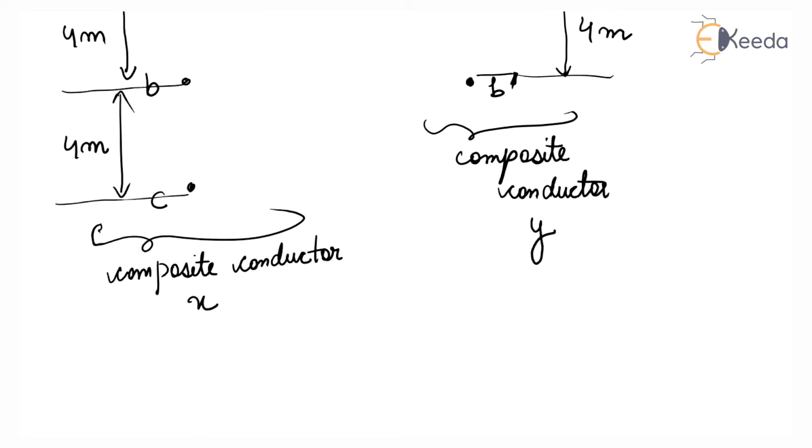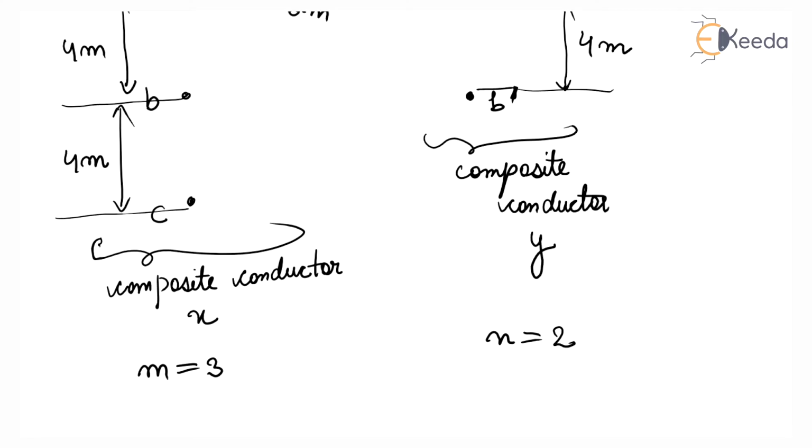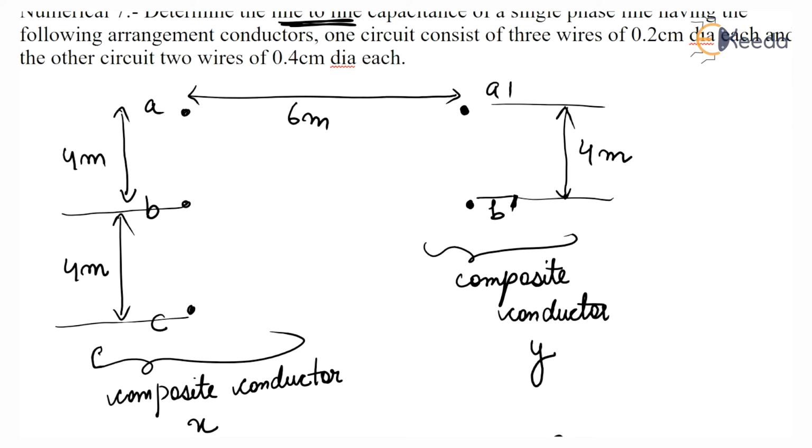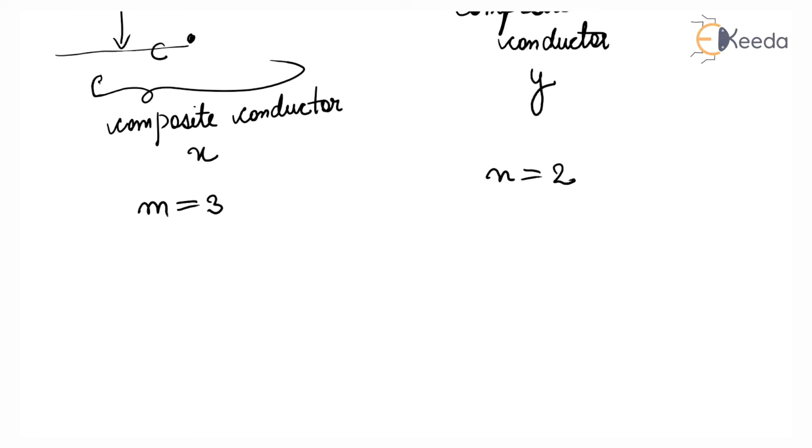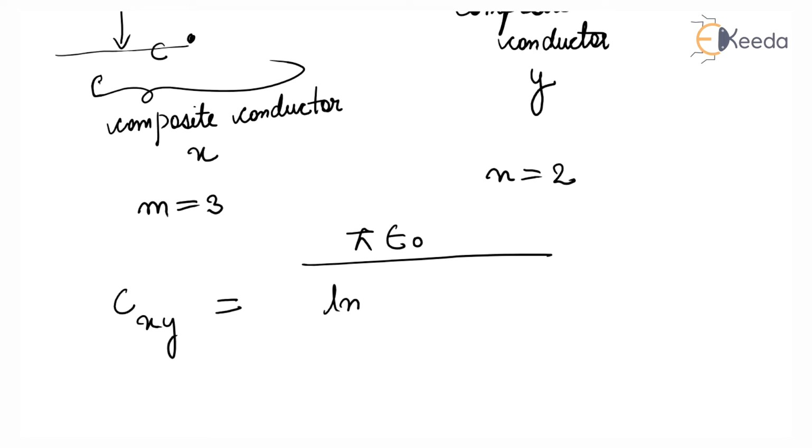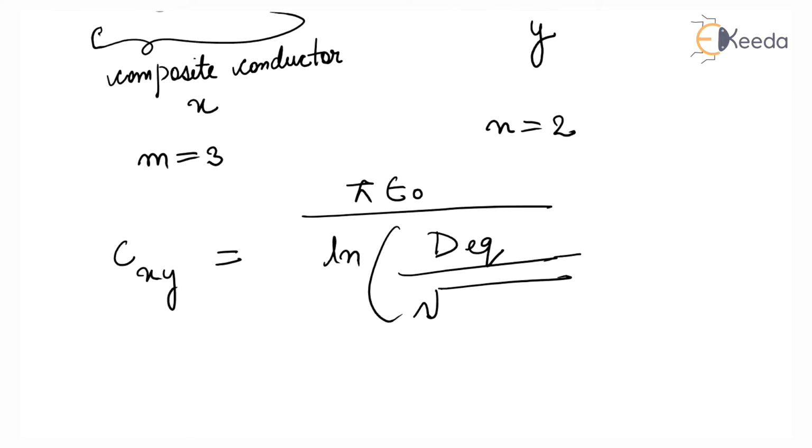So for conductor X, M is equal to 3 and N is equal to 2, and we have to find out the line to line capacitance, that is, between line X and line Y. So C_XY is equal to pi epsilon naught upon log of D equivalent upon the square root of DSX into DSY, that is, the self geometrical mean distance for conductor X and the self geometrical mean distance for conductor Y, farad per meter.